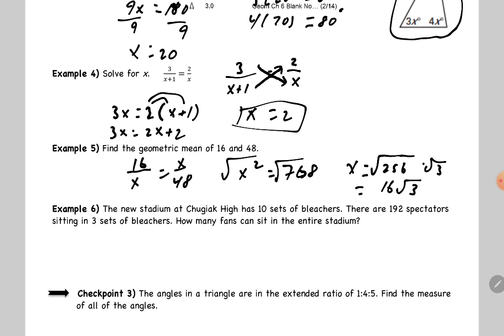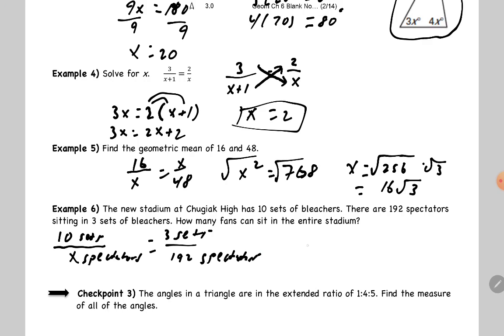Example 6, the new stadium at East High has 10 sets of bleachers. There are 192 spectators sitting in 3 sets of bleachers. How many fans can sit in the entire stadium? Okay, so we have 10 sets of bleachers. We don't know how many spectators there are, but that's equal. But we do know that 3 sets fill 192 spectators.